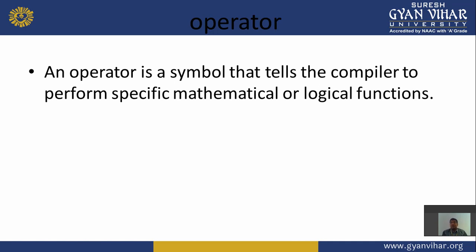And what is logical? If we want to check whether both are equal or not, then we use the double equal to, and it is called a logical function, because it performs logical operations, and if it performs an arithmetic operation, it is called mathematical. Okay, so there are three types of operators in C. First is the unary operator, second is the binary operator, and third is the ternary operator.